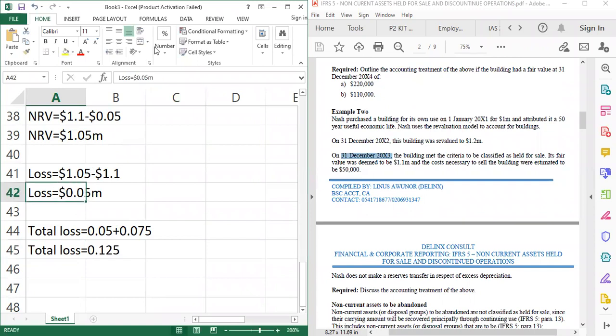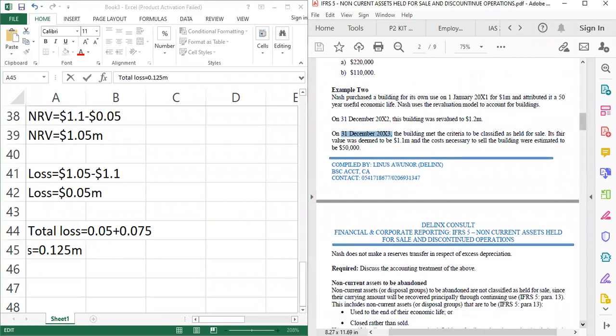No, it will be 0.05 million. Then you will still subtract this from the gain again because the remaining gain over there can take care of this loss. This is how we are going to do this particular one. Let's look at another one.